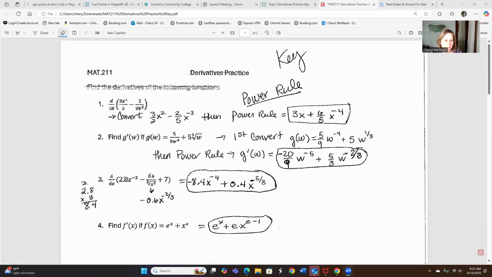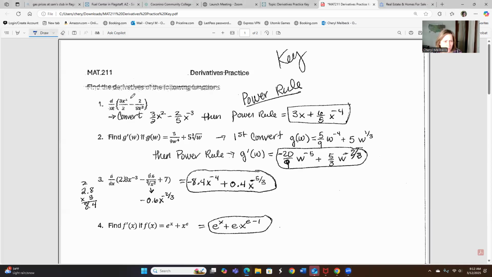As we look at problem number one, I know it's hard to read, but what we have is find the derivative of 3x squared over 2 minus 3 over 5x cubed. Now, it's easier if we first convert this to something that we can use the power rule with. So the 3 over 2 becomes 3 halves, and the x squared stays x squared. Here we change the 2 over 5 to 2/5, and the x to the third that's in the denominator we bring up to the numerator and make it x to the negative third.